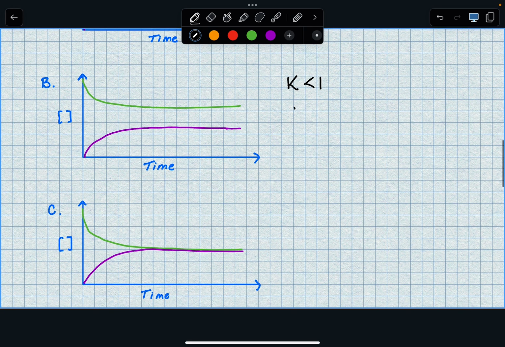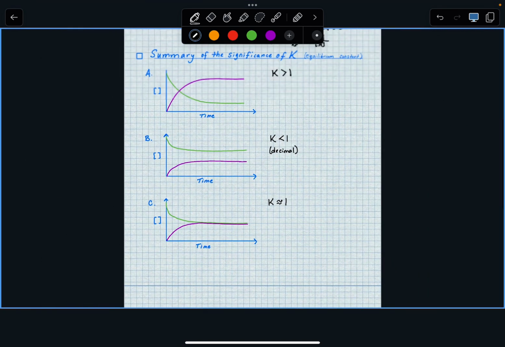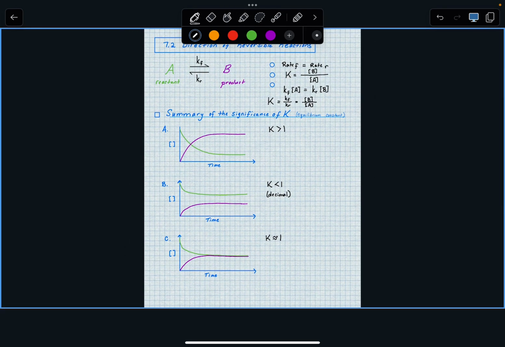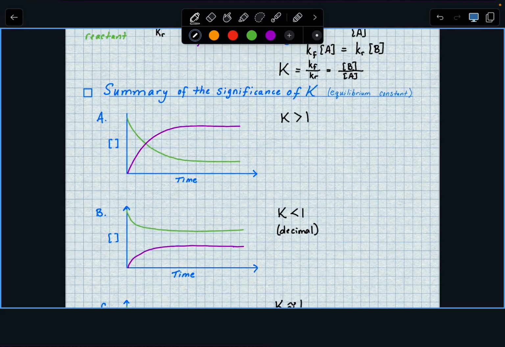What I mean by that is it's a decimal, not negative. So these are decimal values. And then this is where K is approximately or equal to 1, or fairly equal to 1. Those are the three significant values of K that can happen, and then the graphs that are associated with them. So let's look at each one separately.